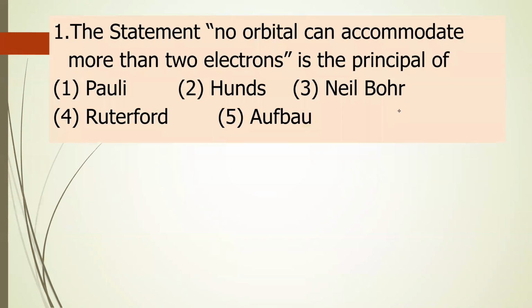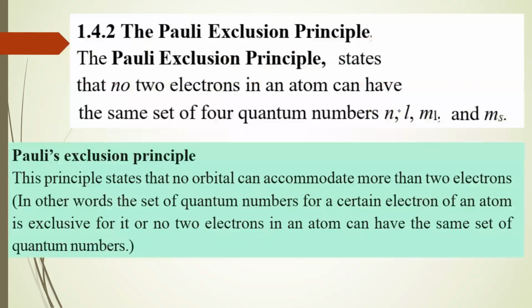The statement, no orbital can accommodate more than 2 electrons, is the principle of what? Actually, you have to remember that when electrons are filling in the orbitals, there are some principles that govern the filling order, right? How it fills, what is the method of filling. So these are Pauli's exclusion principle, Hund's rule, as well as the Aufbau principle. These are the 3 principles available in the textbook. So you have to remember what they mean, right? How we can explain these issues.